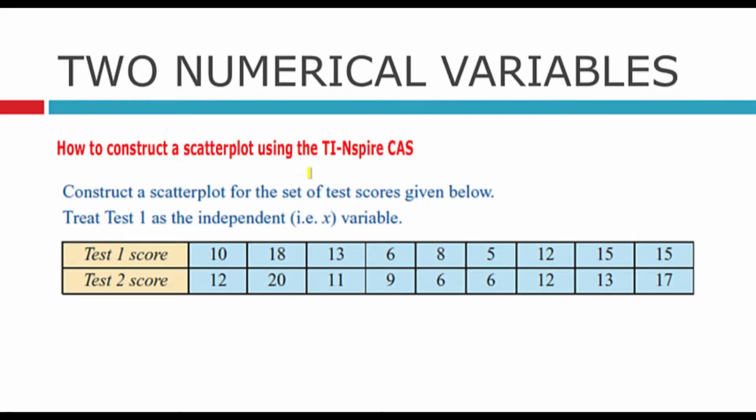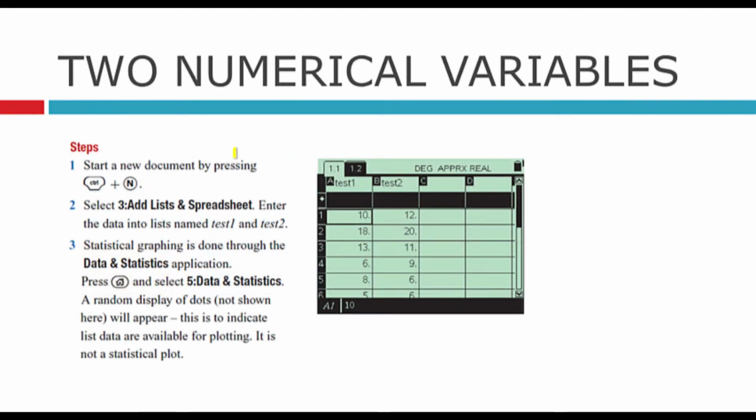So we're going to go straight onto our calculator to do this. We don't have to do it freehand. These are the steps to construct a scatter plot using your TI-Nspire calculator. We've got two test scores here, test 1 and test 2 scores. Now there's 10, 18 for test 1 and so on, and for test 2 we've got 12, 20 and so on. Just remember where they go.